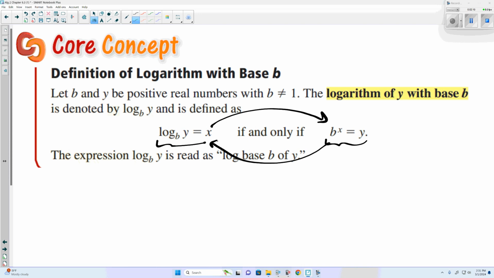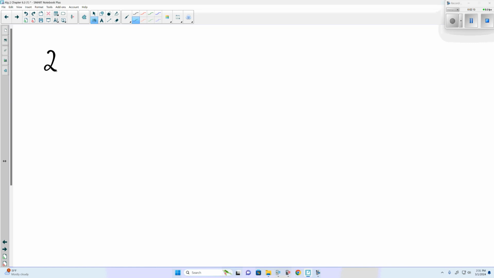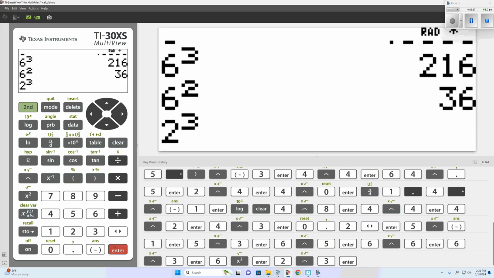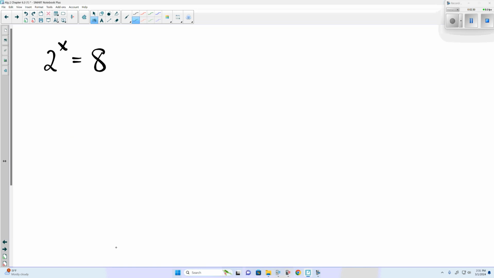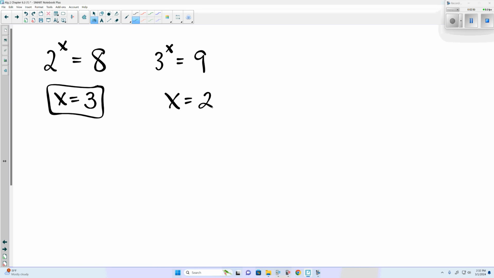But for the most part, solving an exponential equation is fine, because we could say 2 to what power is 8? Well, that would be 3, because 2 to the third is 8. So if we wanted to solve this here, we get x equals 3. And we could also say 3 to what power is 9? 2. So x is 2.